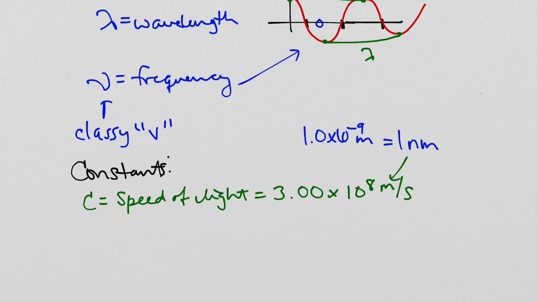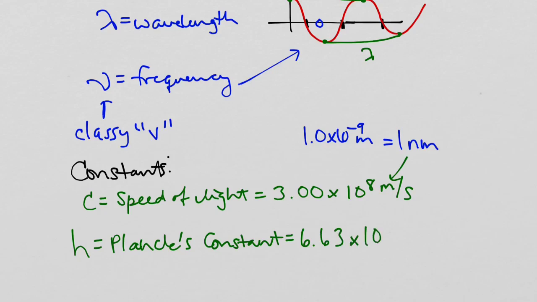The other constant is h, lowercase letter h, and this is called Planck's constant, which equals 6.63 times 10 to the negative 34 joules times seconds. And that fits in with his equation that we'll be getting to in just a moment.